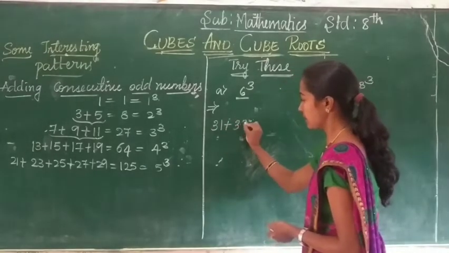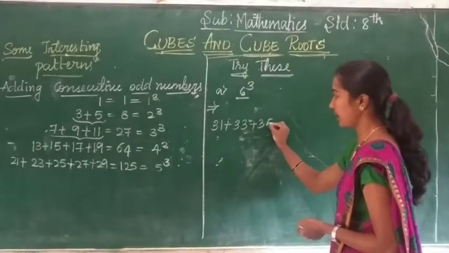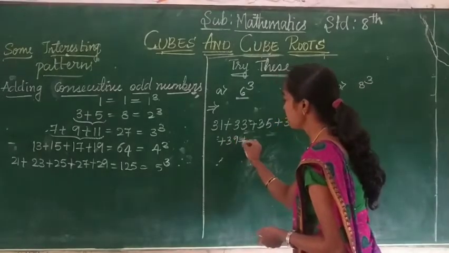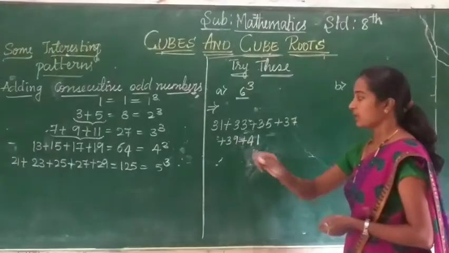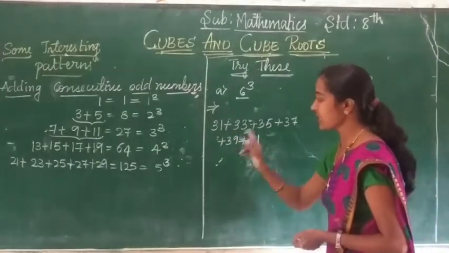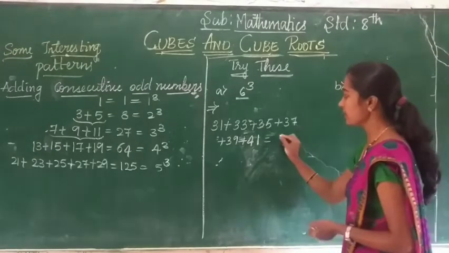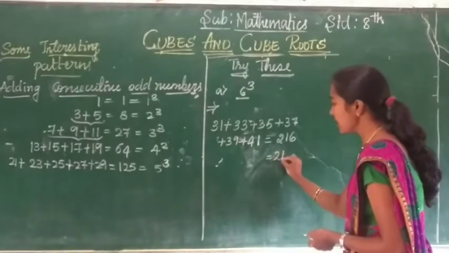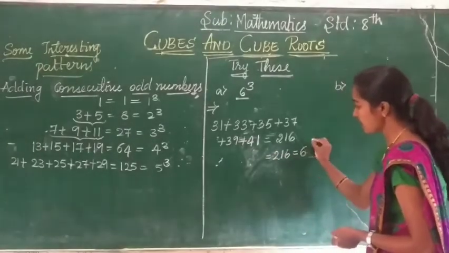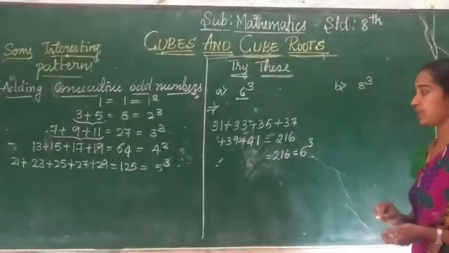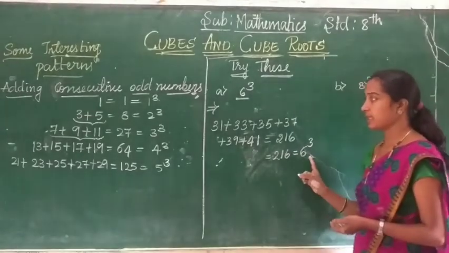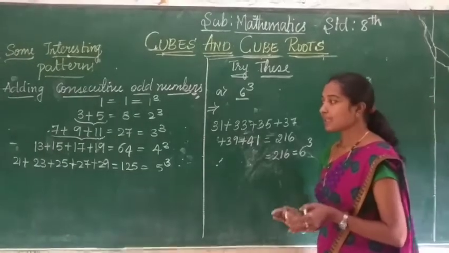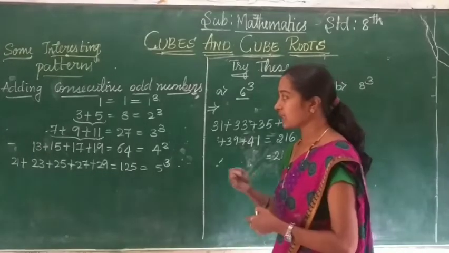31 plus 33 plus 35 plus 37 plus 39 plus 41. Now let us add all these numbers, that gives the cube 216. 216 comes from 6 multiplied 3 times. Look at children, once again, the consecutive odd numbers added together give the cube.